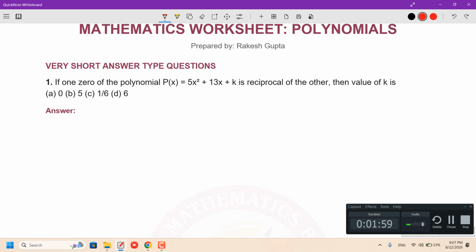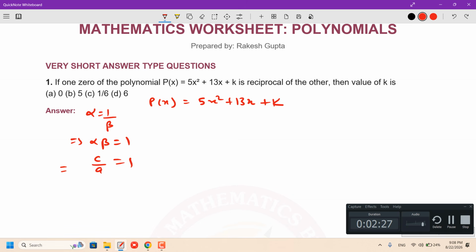If one zero of the polynomial is reciprocal of the other. One zero is reciprocal of other means alpha is equal to 1 upon beta, and px is given, which is 5x square plus 13x plus k. Alpha is equal to 1 upon beta, which means alpha into beta is equal to 1, and alpha into beta is c by a, equal to 1. So c by a is k over 5, equal to 1, therefore k is equal to 5.